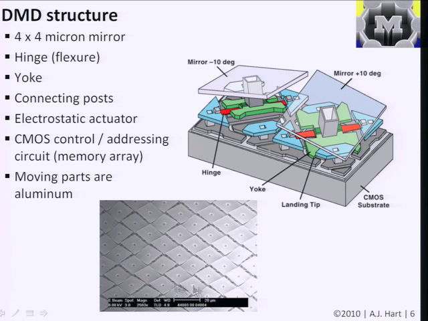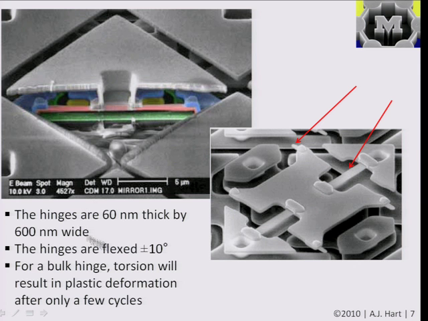the hinges that are supporting the mirror here are about 60 nanometers thick and 600 nanometers wide, and they go back and forth by approximately 10 degrees. And if you took a bulk piece of nickel with this aspect ratio and deformed it by this amount in torsion and twisting, you would get plastic deformation of the material after only a few cycles, and it would fail due to fatigue at a relatively small number of cycles.